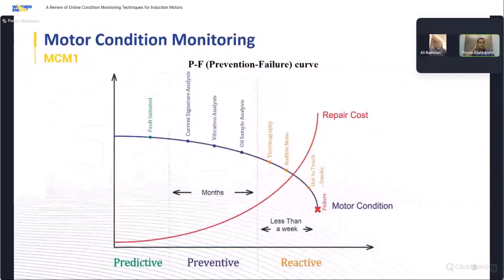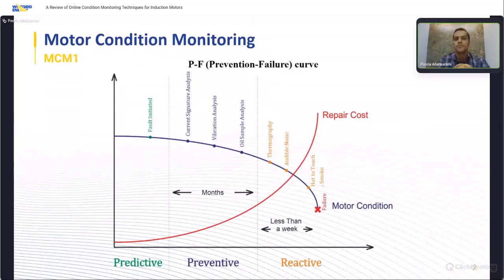One of the main goals of motor condition monitoring is to prevent unexpected shutdown and reduce maintenance cost and downtime. Fortunately, in most cases, motor failure doesn't occur suddenly. They typically start as a small defect which grows over time and eventually causes a trip or complete failure.